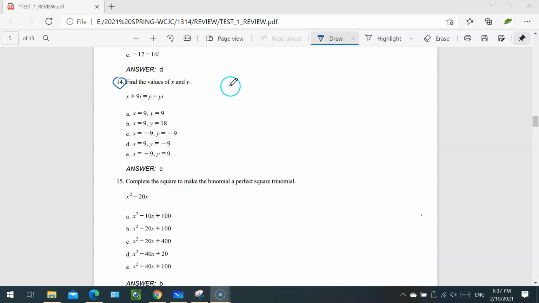According to the property rule, when you have a plus bi is equal to c plus di, the i term represents the imaginary number. a and c are real number terms. So if you have a plus bi is equal to c plus di, that means your b is equal to d, and your a is equal to c.